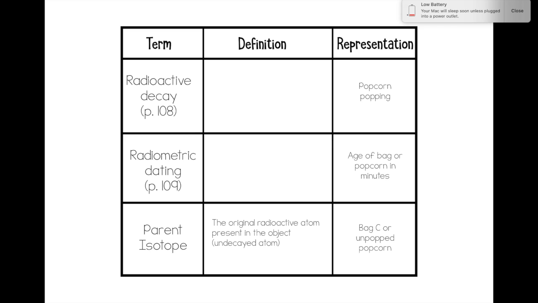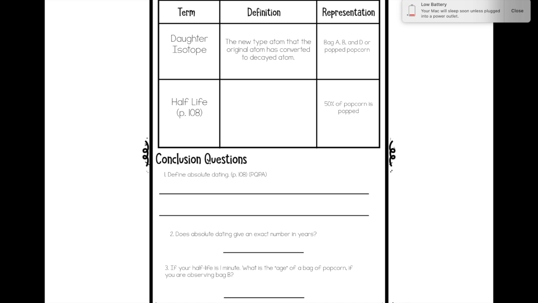Our parent isotope is the one that cannot be broken down. That is bag C. It's the unpopped popcorn. Our daughter isotopes are bag A, B, and D because they all have some popped popcorn. And then find the definition for half-life, which is on page 108, which can be represented by 50% of our popcorn being popped. Then you can find the definition for absolute dating. Remember, this one is in PQPA, so you need to say it as absolute dating is defined as, and then the definition with a period.